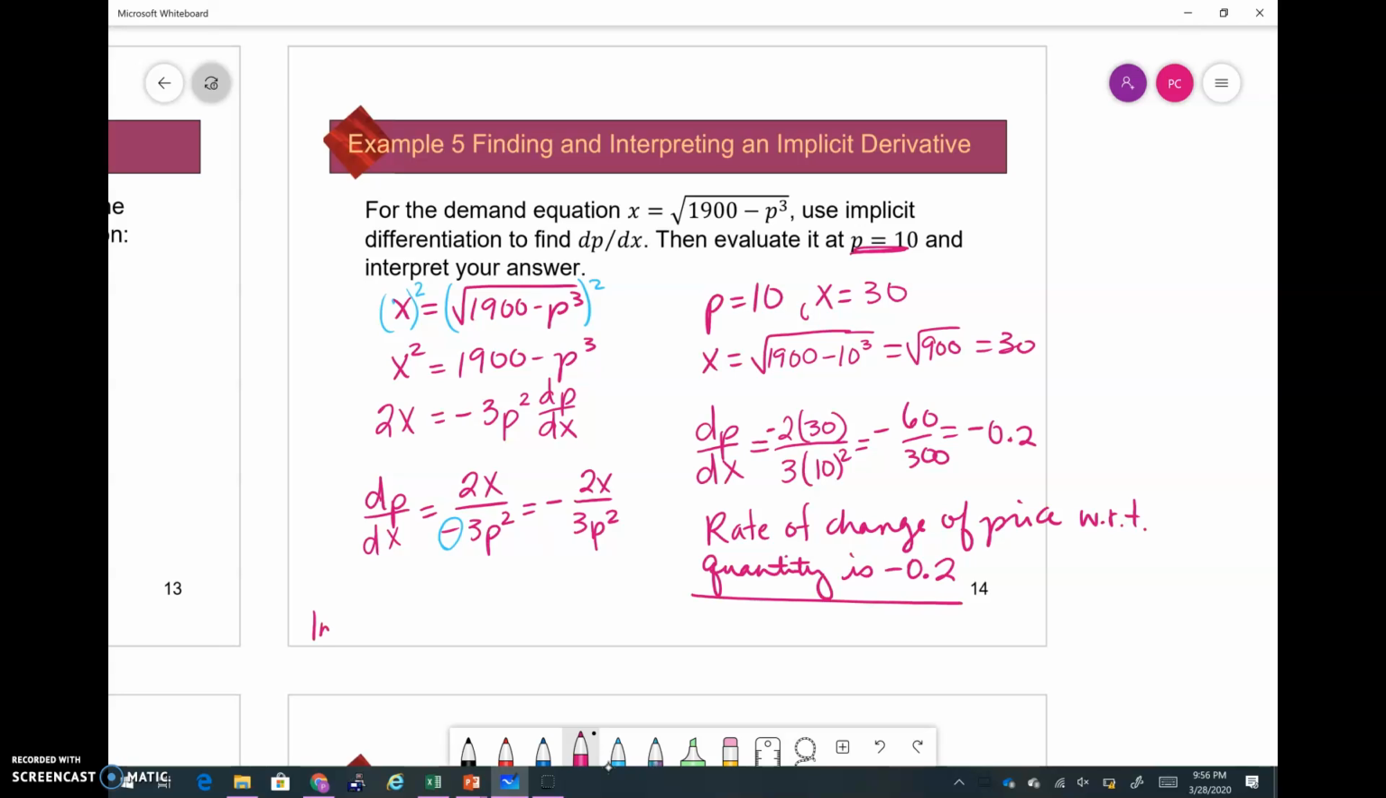So increasing the quantity by 1 will decrease the price by 0.20, or 20 cents. All right? So therefore, each 20-cent price decrease will bring approximately one more sale at this given value. All right?